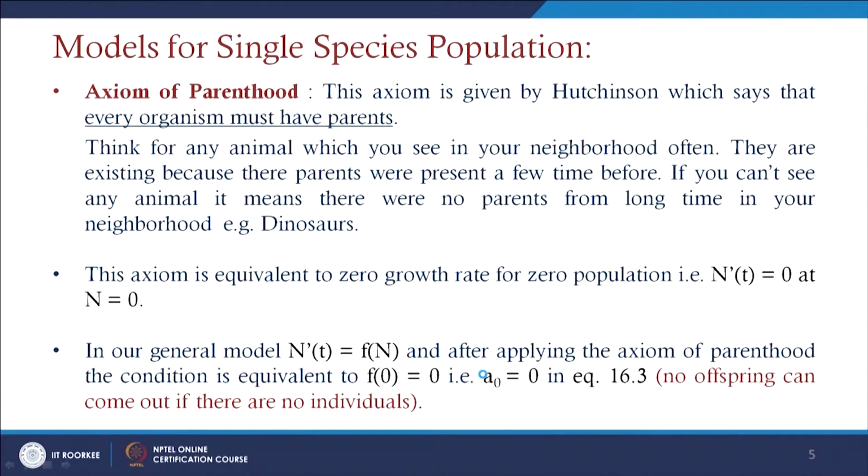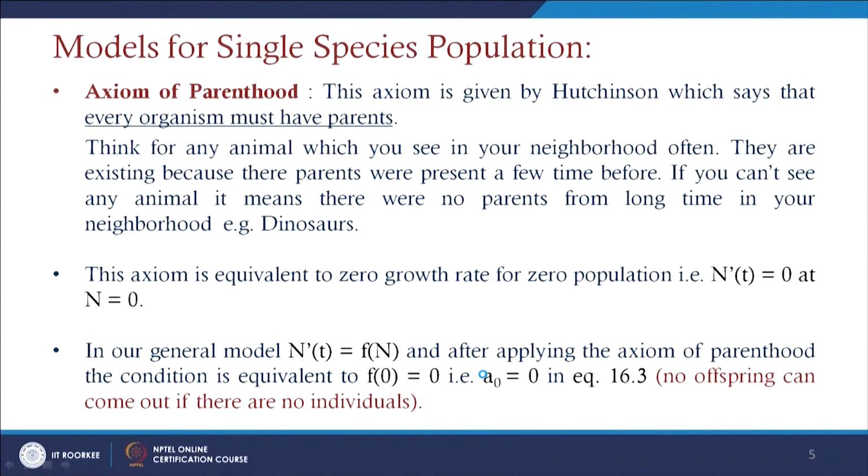So, if you go for models for single species population here, then one axiom is assumed, called the axiom of parenthood. This axiom is given by Husson, which says that every organism must have parents. If parents exist, then you can find the growth of population, or their child will exist there. If there are no parents, then there is no population. So, that is the basic idea of this axiom of parenthood.